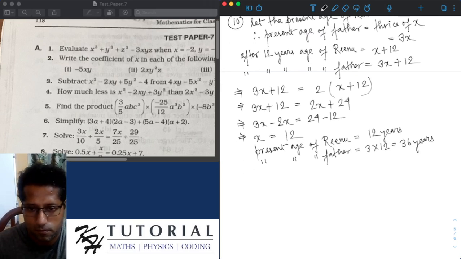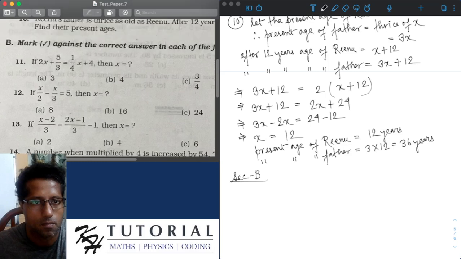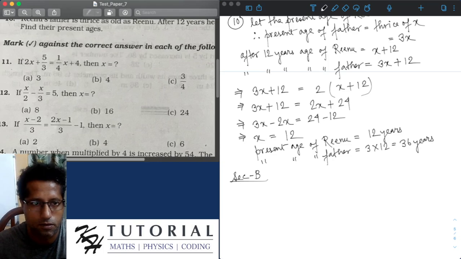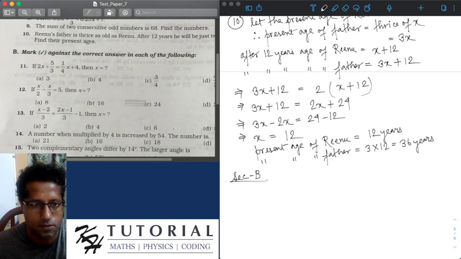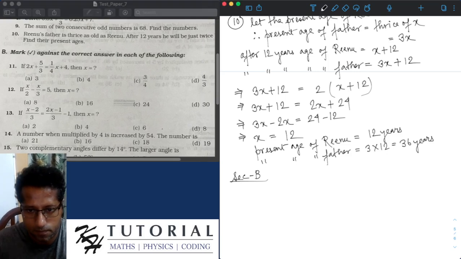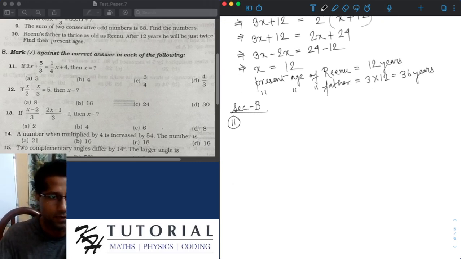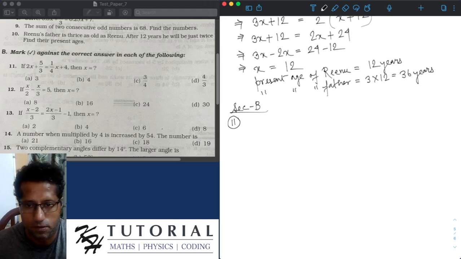So now section B. Section B, mark tick against the correct answer in each of the following. So it's section B, questions are MCQ. We have to select the correct choice. Okay, so let's see question number 11 in section B. It's saying, so we have to solve.